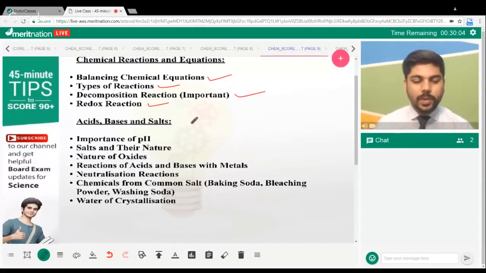If I talk about acids, bases, and salts, importance of pH and the salts and their nature, the nature of their oxides, whether a particular oxide will be acidic, basic, or neutral. You should know the differences between them. Reactions of acids and bases with salts, with metals, I'm sorry, neutralization reactions, and the chemicals from common salt.